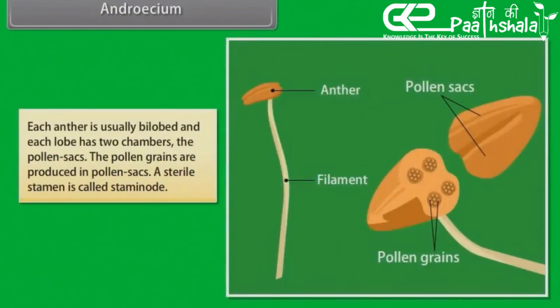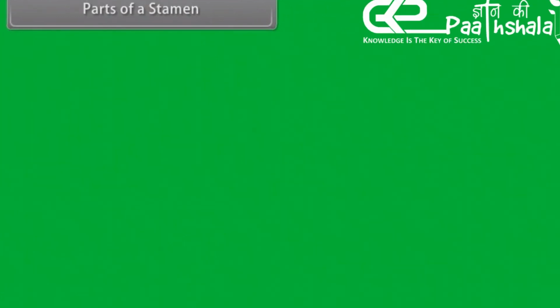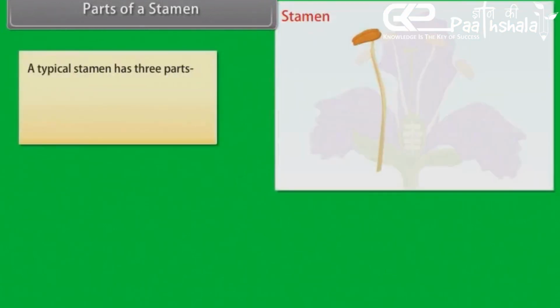Each anther is usually bilobed, and each lobe has 2 chambers, the pollen sacs. The pollen grains are produced in pollen sacs. A sterile stamen is called a staminode. A typical stamen has 3 parts: filament, anther, and connective.